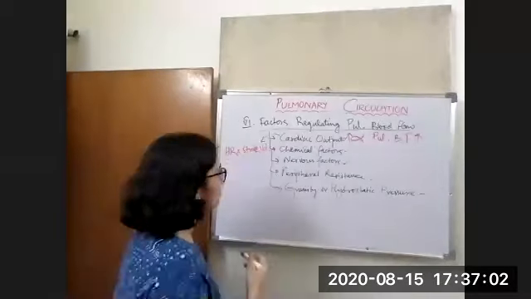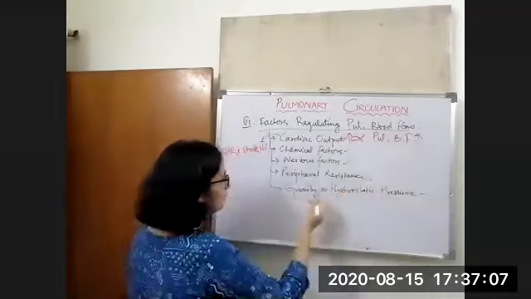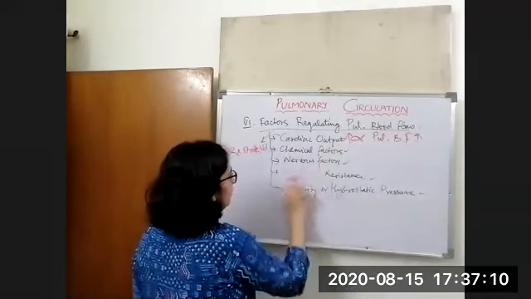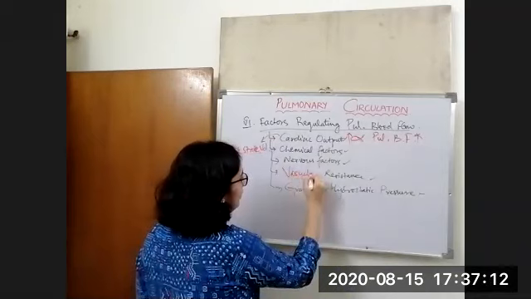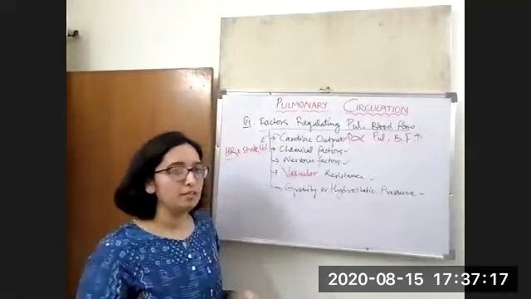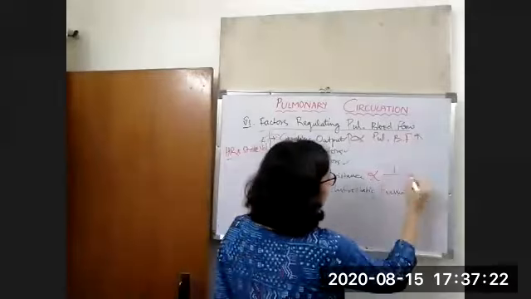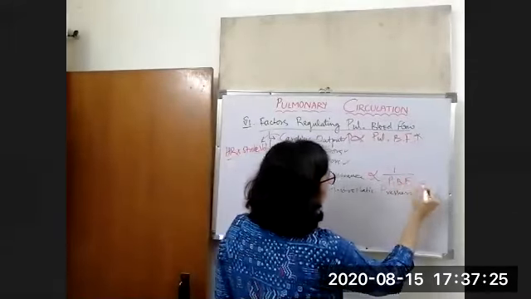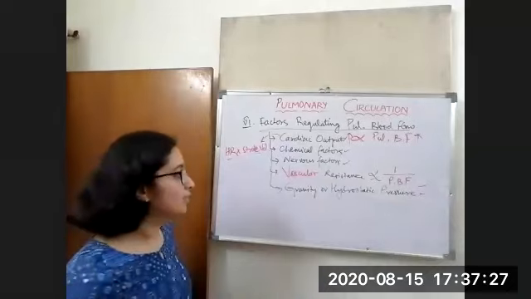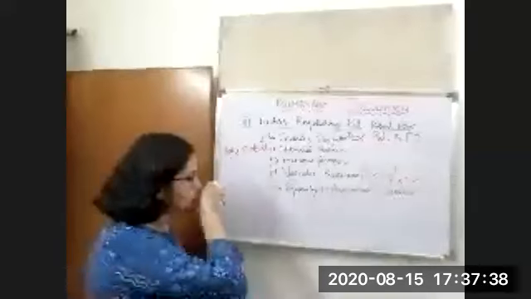Now we will see the vascular resistance, or peripheral resistance. Vascular resistance is nothing but the resistance offered by the blood vessels to the blood flowing in it. It is inversely proportional to the pulmonary blood flow. So as we increase the vascular resistance, the pulmonary blood flow will decrease.